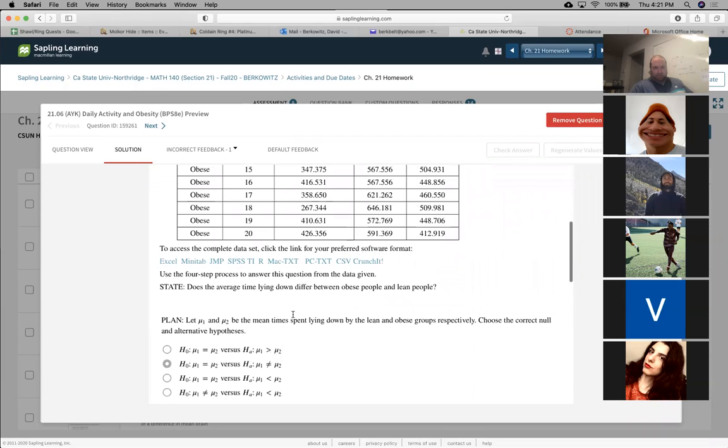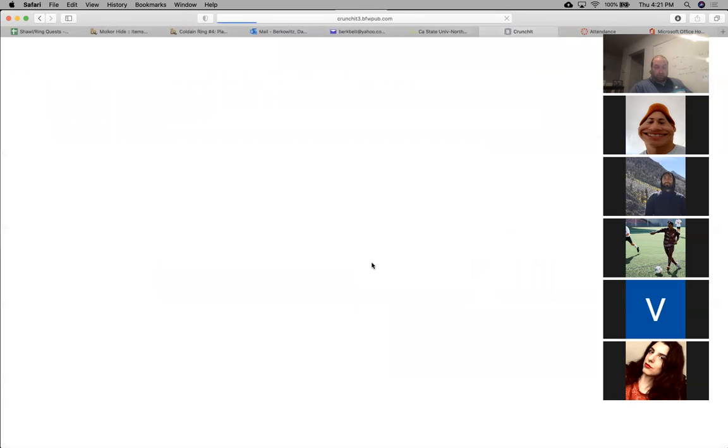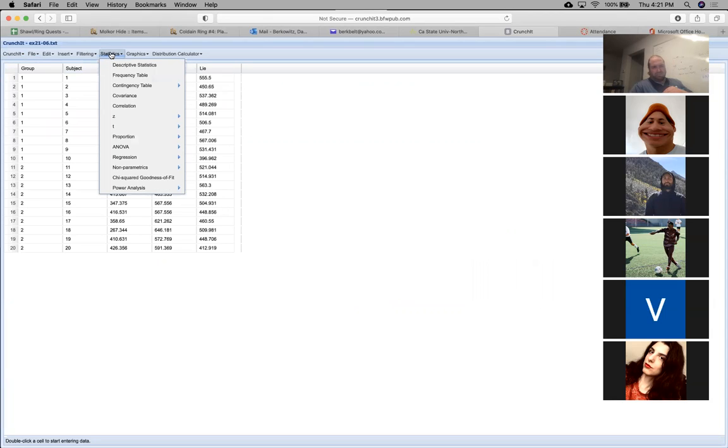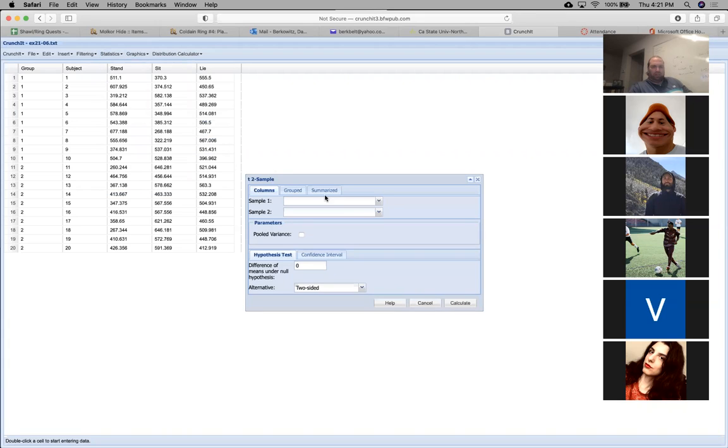But anyways, let's go to Crunch It and see what it shows us. It's got all the information. This is a statistics test, a 2-sample t-test. They're not paired because there's 10 people here and 10 completely different people here, so there's no connection between them. It's not like left hand, right hand, or before and after. So it's a 2-sample test where we do not know the standard deviation, so we use T.